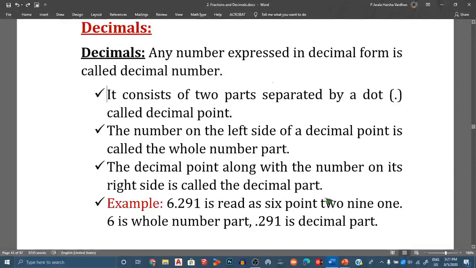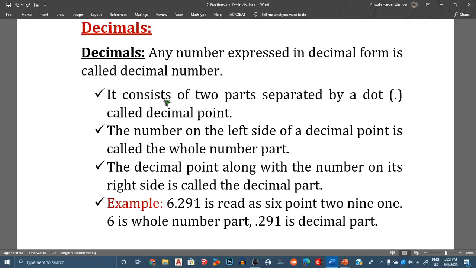Morning, students. Up to now we have learned about fractions, and in fractions also additions, subtractions, multiplications and divisions. All these things we learned. Now we are coming to decimals. So what is the definition of decimals? Any number expressed in decimal form is called a decimal number.